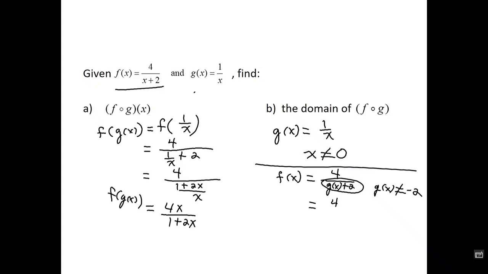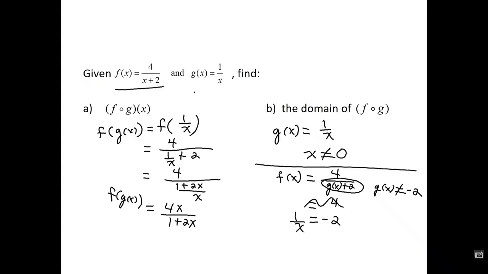So, let's see where we are here. So g of x can't be a negative 2. So g of x is what? G of x is 1 over x. And I know it can't be a negative 2. Because if g of x is a negative 2, what am I doing? I'm dividing by 0, which is not permissible. So I need to find out when 1 over x is equal to negative 2, and for that value of x, I will exclude it from the domain.